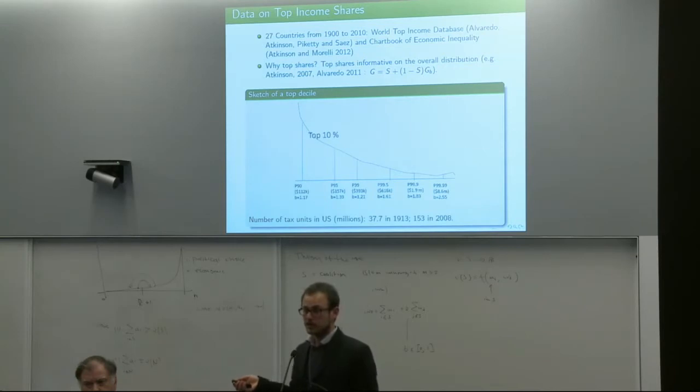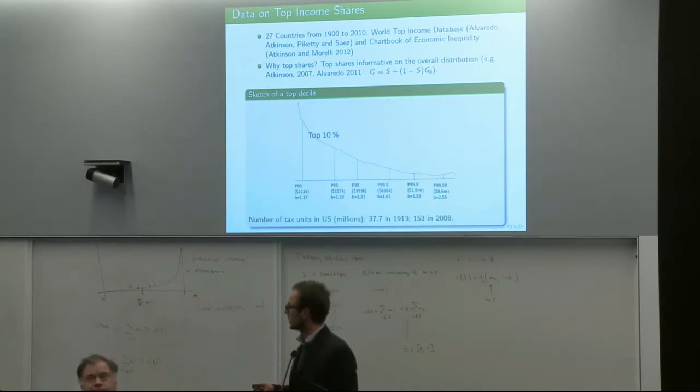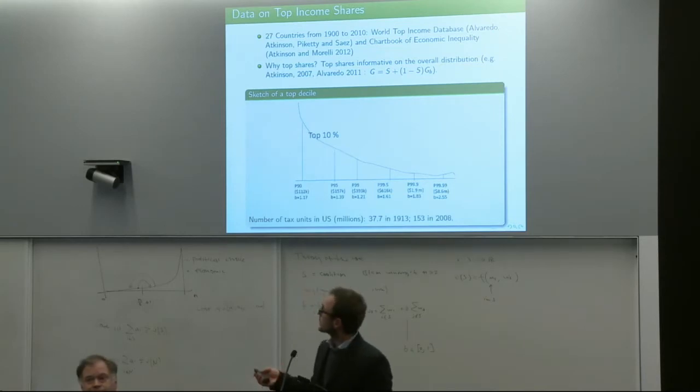Why are we using top shares? Well, first of all, top shares are not uninformative about the overall income distribution. This has been proven empirically, but also a little bit more formally. But what really matters here is that there is no other database out there that allows you to study the evolution of income inequality over 110 years in more or less consistent way. And this is very important if you study systemic banking crises, which are very rare events in a country's history. So you need to have an historical perspective.